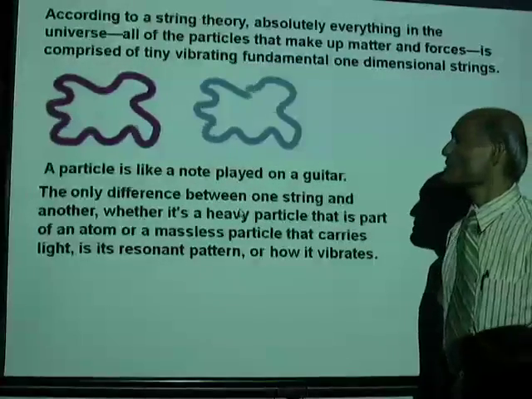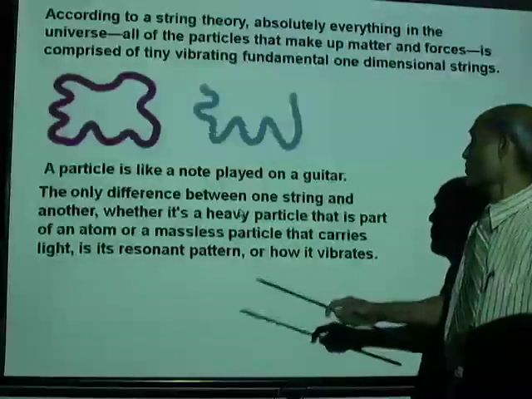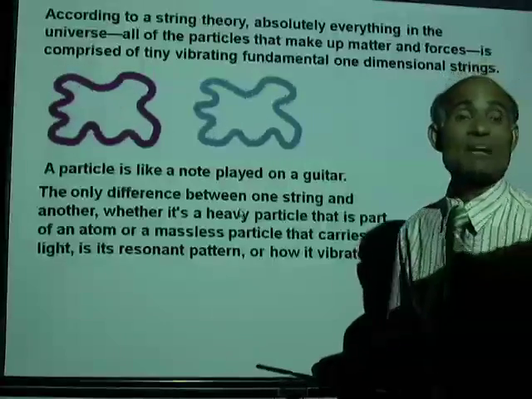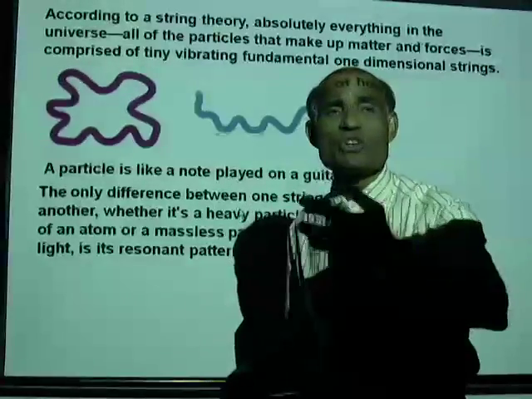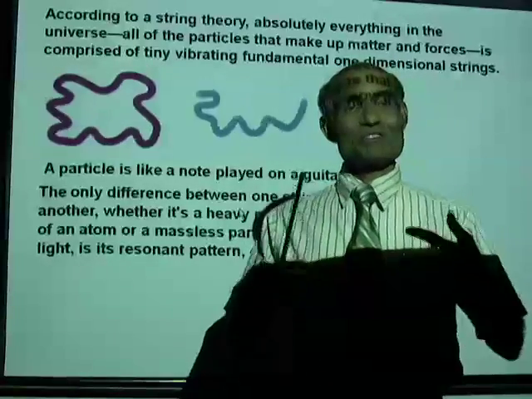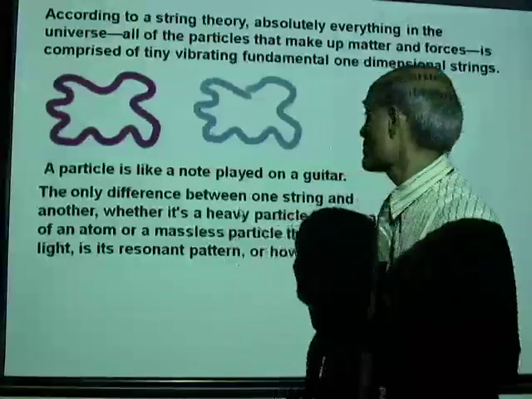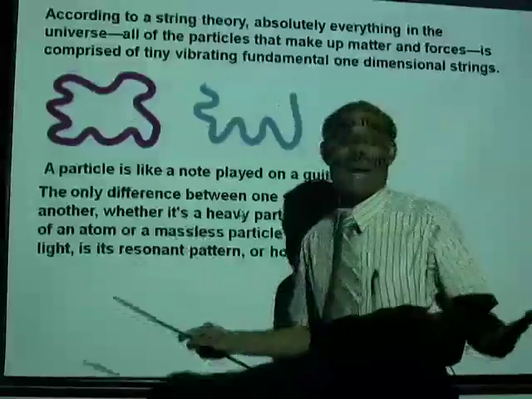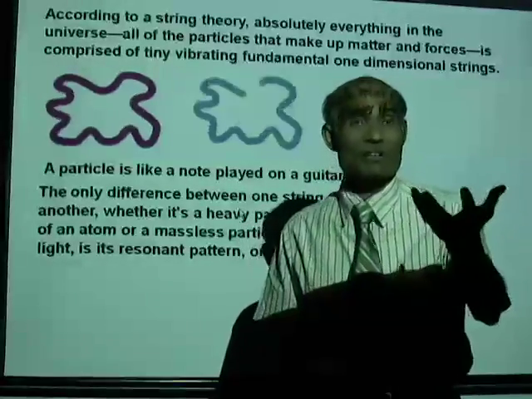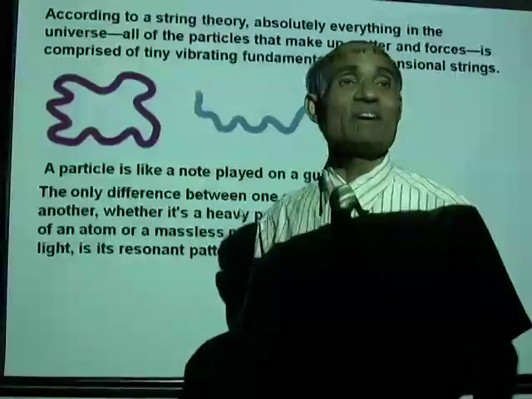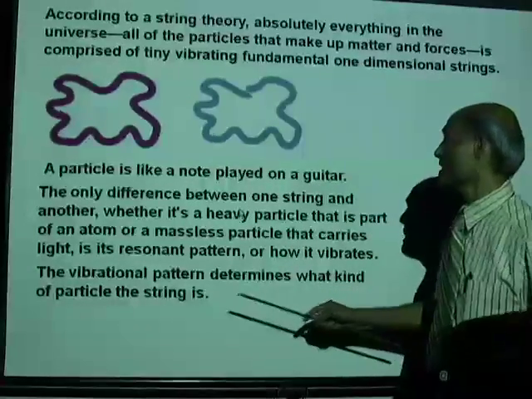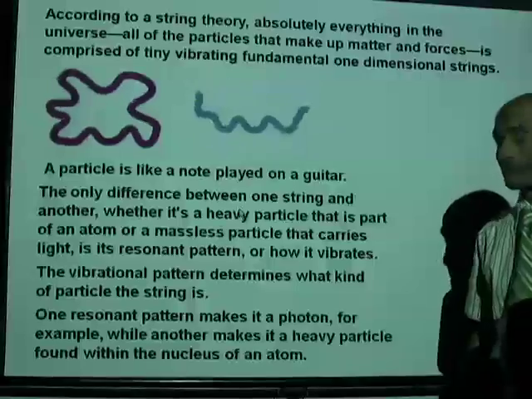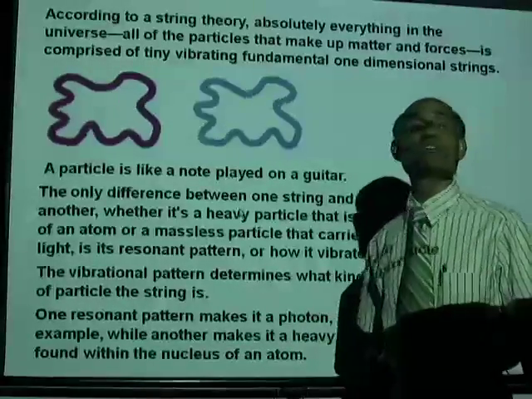The only difference between one string and another, whether it is a heavy particle that is part of an atom or a massless particle that carries light, is that its resonant patterns are different. What I showed you in the demonstration are the different resonant patterns of the string. So depending on the different resonant patterns, the string can represent either a heavy particle that is part of the atom or a particle that is massless, like a neutrino, or a light particle, a photon. Now the vibrational pattern determines what kind of particle the string represents. One resonant pattern makes it a photon, another makes it a heavy particle within the nucleus of the atom.